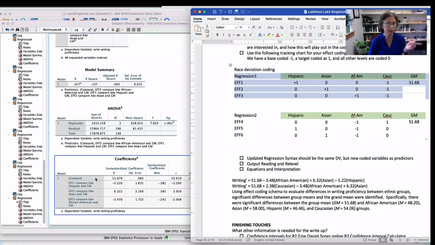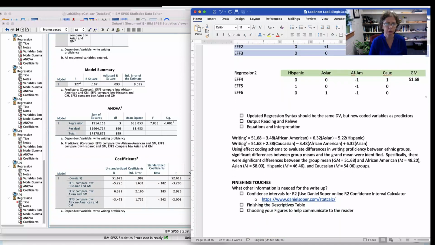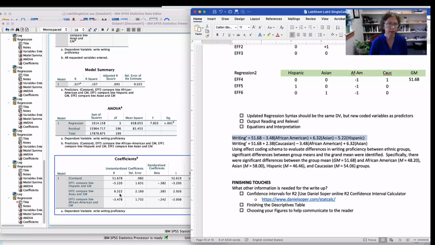So my grand mean is the intercept now. And my comparison between are those three. And what I don't have is the comparison between Caucasian and grand mean. But I have this that I can go ahead and write up the first regression equation here. 5.168 is the grand mean, minus 0.348 is the African American, plus 0.632 is the Asian, and minus 0.522 is the Hispanic group.